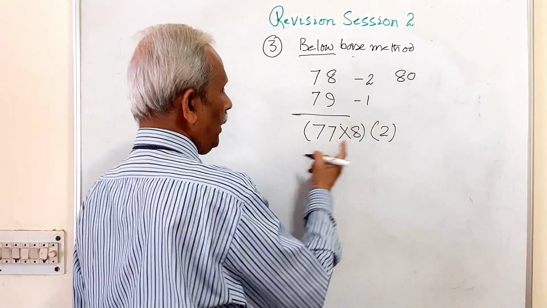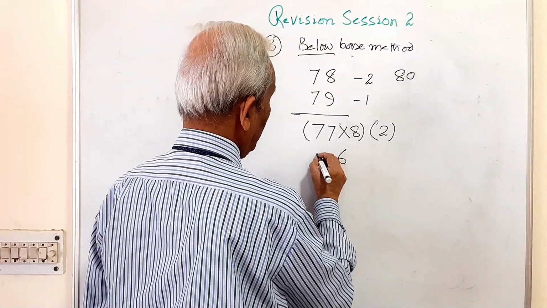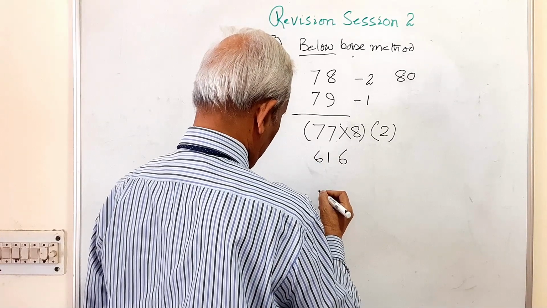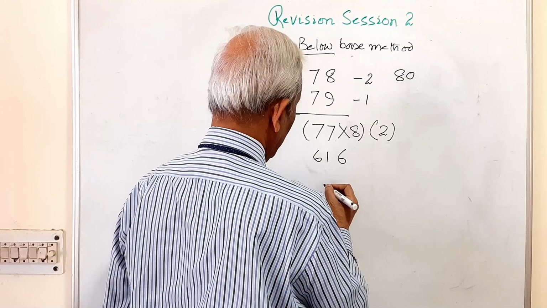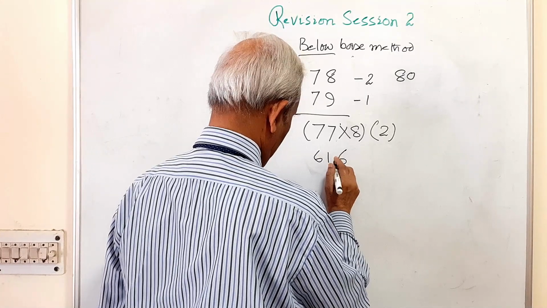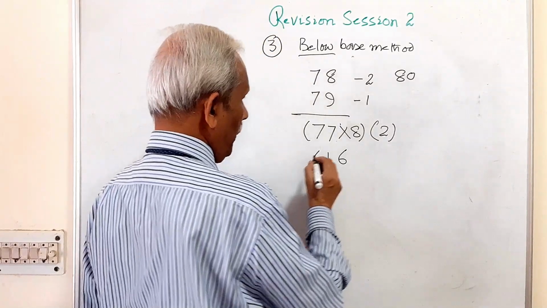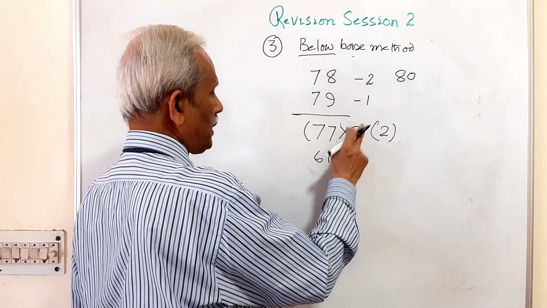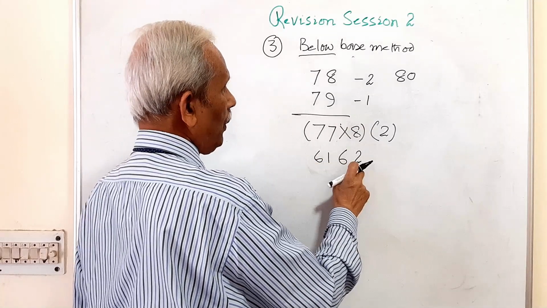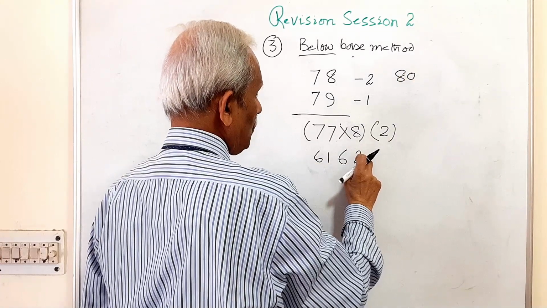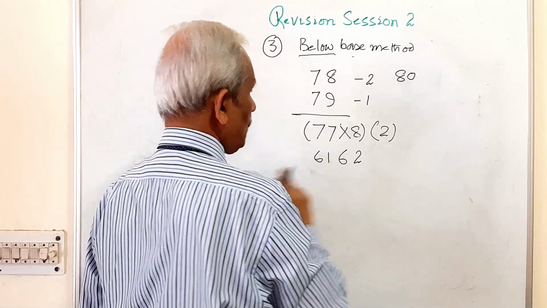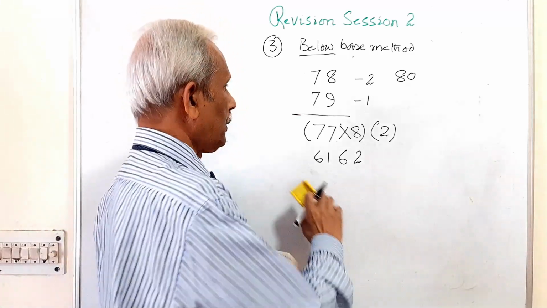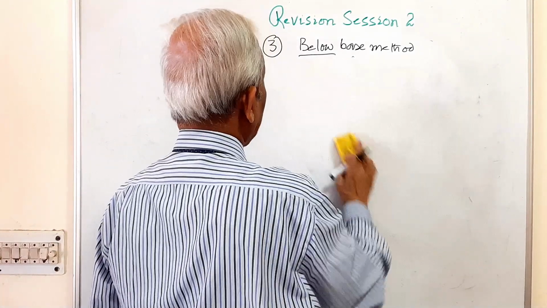This becomes 616. Am I all right? 616, right? And here it's 2. 7 8 is 56, 7 8 is 56 plus 5, 61, 62. Here the base has one zero, so we write one digit here. The answer is 6162, quite simple. Understandable. I hope you have understood it and you have followed it. Well, we have completed the third question.